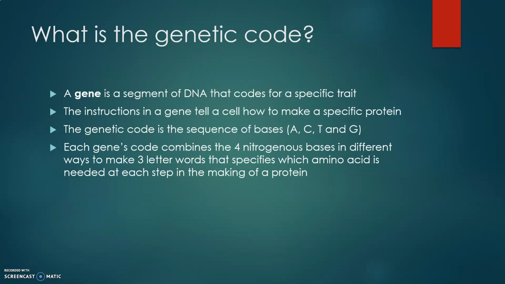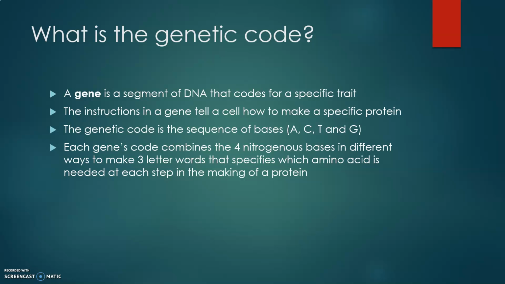They're responsible for making the proteins that speed up chemical reactions, or enzymes, and so on. So there are an untold number of functions that DNA is responsible for. Now, the basic instructions in the gene tell a cell how to make a specific protein.